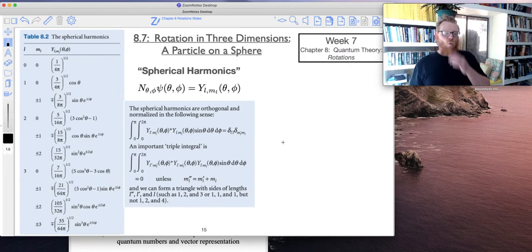And then now what we also see is some other unusual integral properties that I don't think are as important but worthwhile to note. And I'm not going to review those in great detail, but here we can see the spherical harmonics are orthogonal and normalized in the following sense.